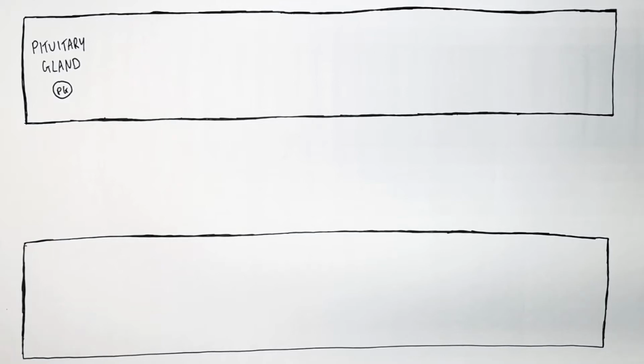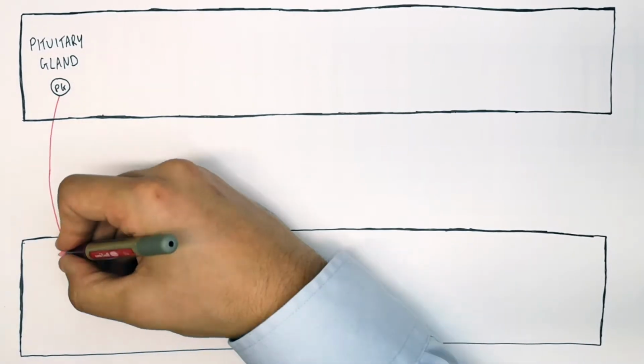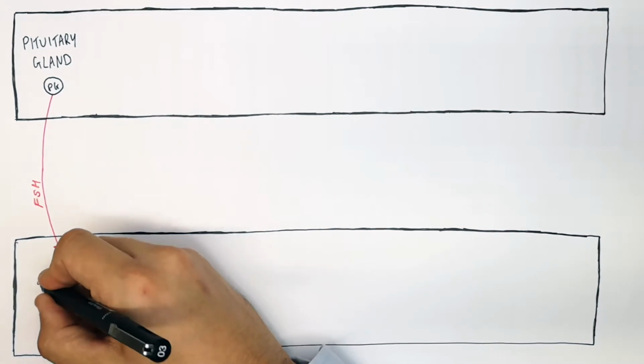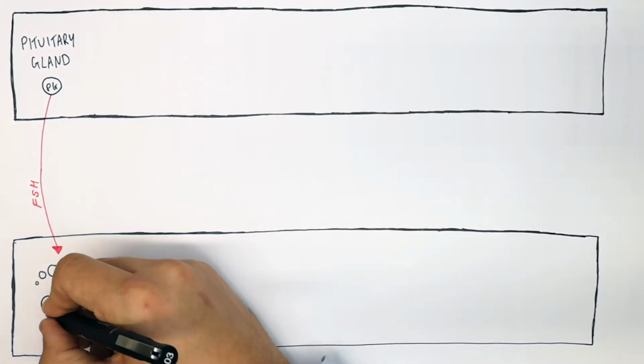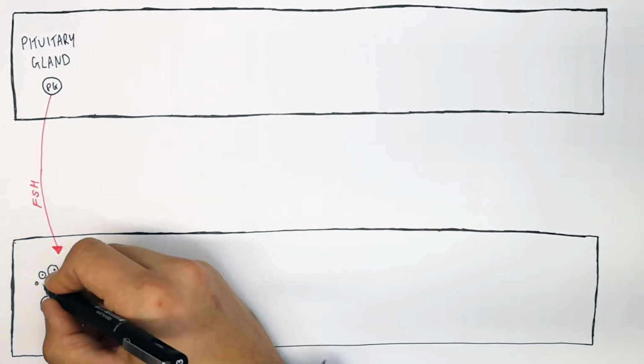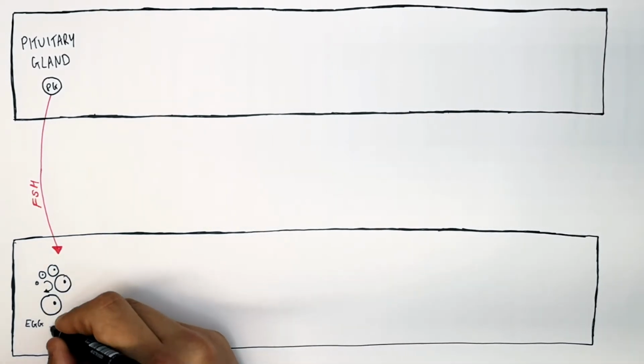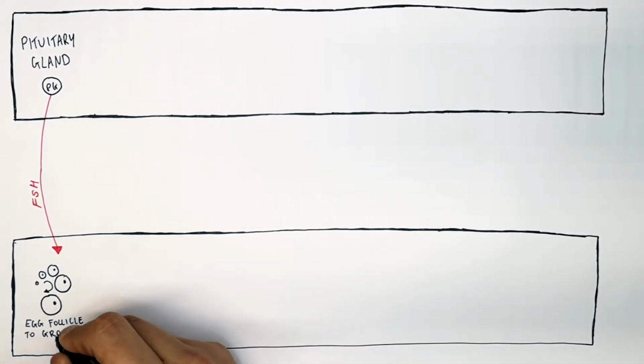This video is going to help you visualize the menstrual cycle in a different way. So firstly, the pituitary gland secretes FSH. This goes to the ovaries where it causes the egg follicle to grow and mature.